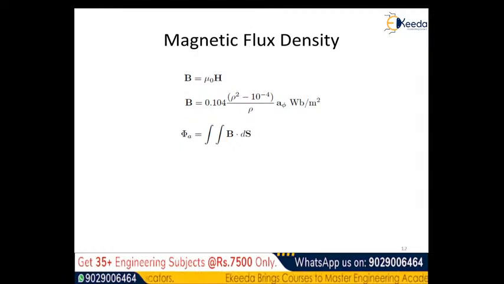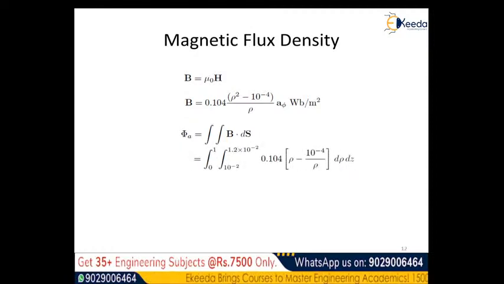The first integral is from 0 to 1, the second integral from 10 to the power minus 2 to 1.2 times 10 to the power minus 2. This is over 0.104 multiplied by the square bracket that has a subtraction: rho minus 10 to the power minus 4 by rho, with d rho dz outside. Here we just perform the integration to be computed.